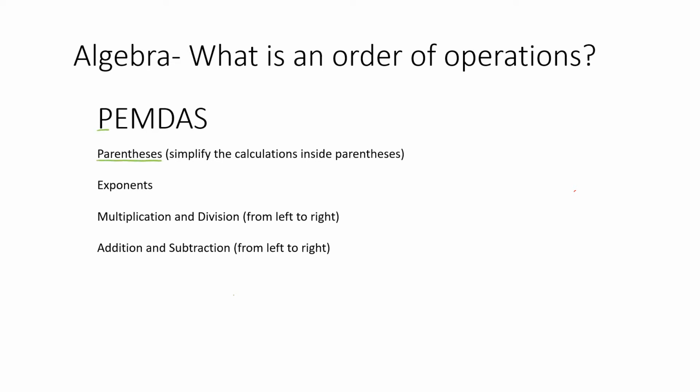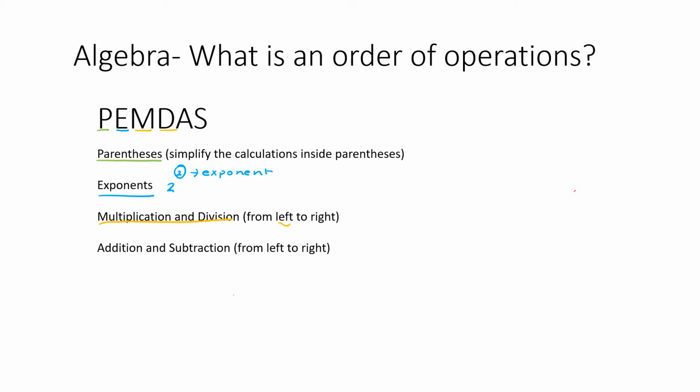Parentheses is basically your brackets. E for exponents, like 2 squared, where 2 right here is our exponent. Then comes multiplication and division, such as this and that.